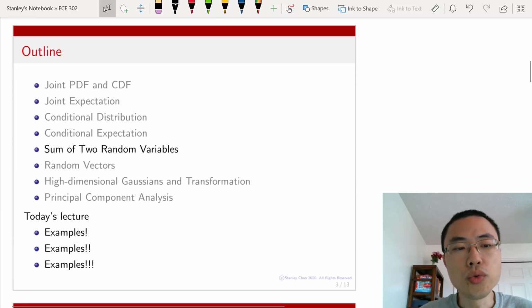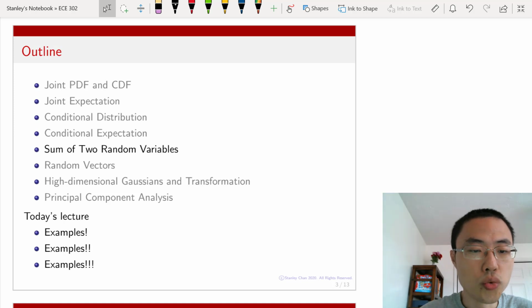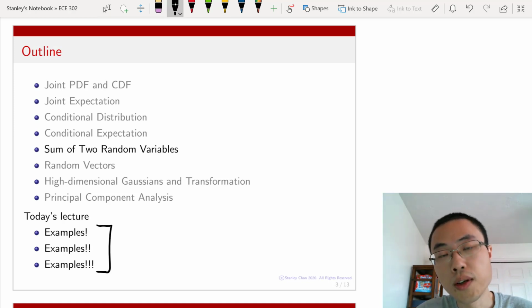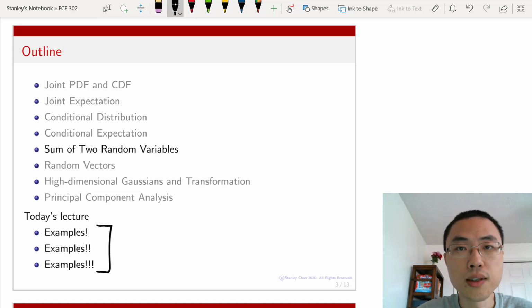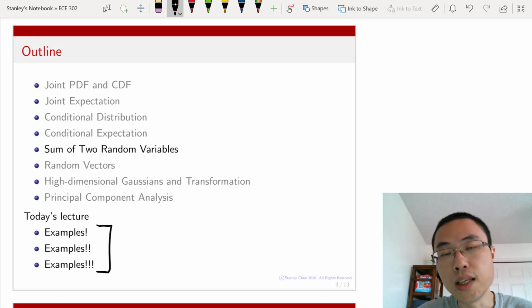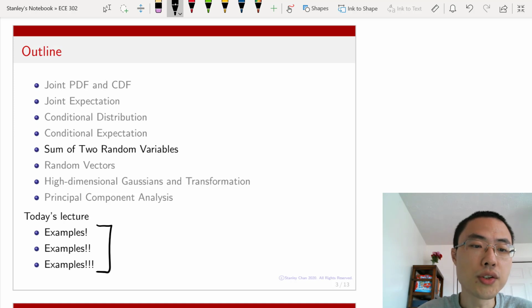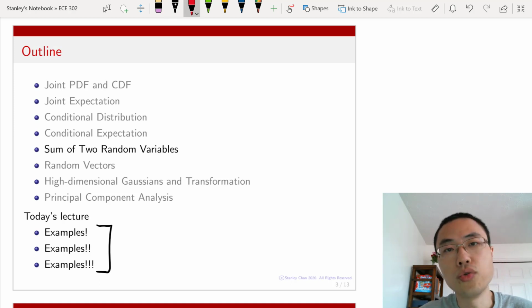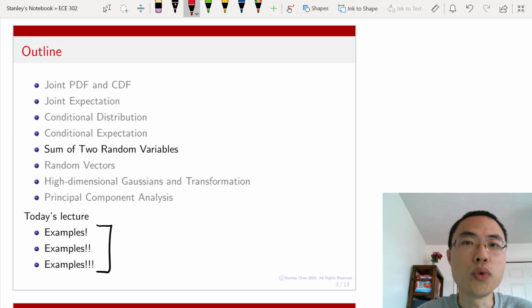So what we are going to do today is to go through some examples of how we calculate the PDF of Z when you have a pair of random variables. I want to stress that the examples I'm going to show here are not limited to just the sum of two random variables, because the principle that we discussed last time is very generic. It can be applied to other forms of operations. So I want to show you an example of that as well.